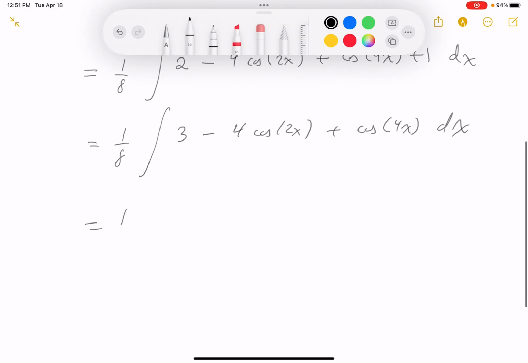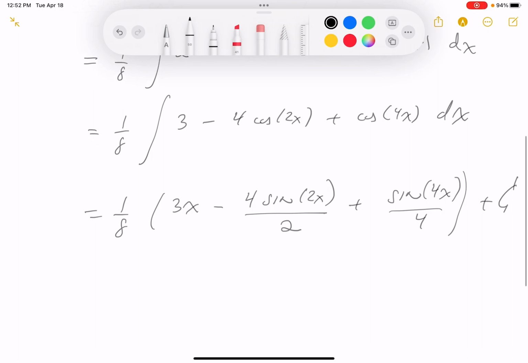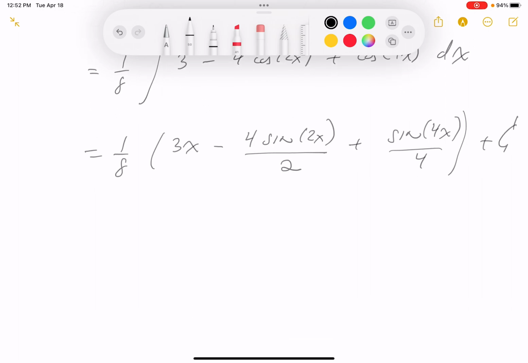What I'm going to do now, I'm going to do the antiderivative. 1/8, that would be 3x minus 4 sine of 2x over 2, let's see, plus the sine of 4x over 4, plus some constant of integration. Just going to clean it up a tiny little bit. And to do that, I guess what I'm going to do, maybe distribute the 1/8 across.